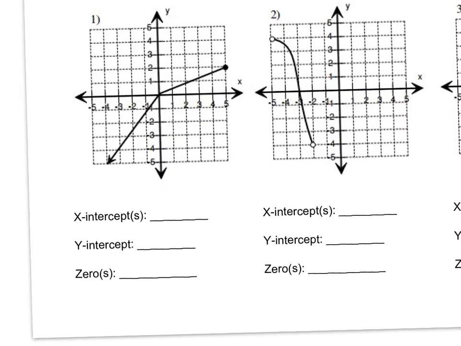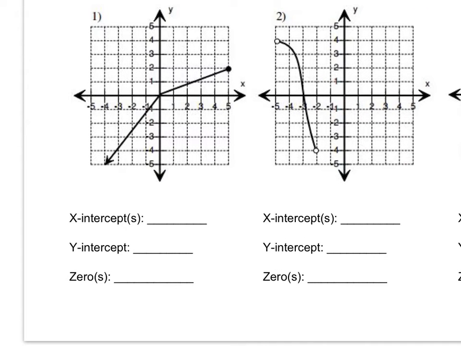So let's look here. All right, number one, we want to identify the x-intercept, y-intercept, and zero. So we see here our graph goes through this point here. On the x-axis, it goes through the point (0, 0). On the y-axis, that also goes through (0, 0). So in this case, the x-intercept and y-intercept are the same point. And so what is our zero then? If our x-intercept is (0, 0), then the zero is the x value, so 0. That's it.